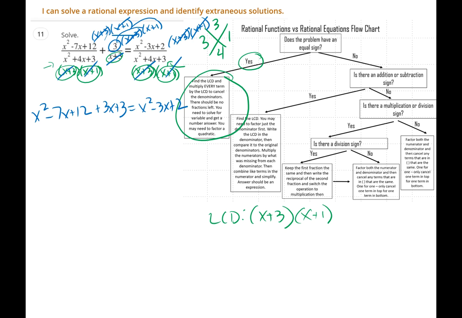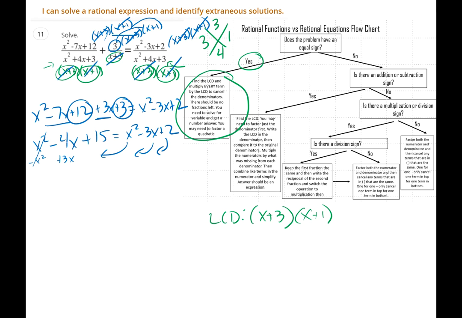All right, let's combine some like terms. So we've got x squared. We've got negative 7x and positive 3x would be negative 4x. 12 and 3 would be 15, equals x squared minus 3x plus 2. All right, I'm going to bring everything this direction. So I'm going to subtract the x squared, which means my x squareds are gone. I'm going to add the 3x, which means negative 4 and positive 3 is negative x. And I'm going to subtract the 2, so 15 minus 2 is 13, and it equals 0.